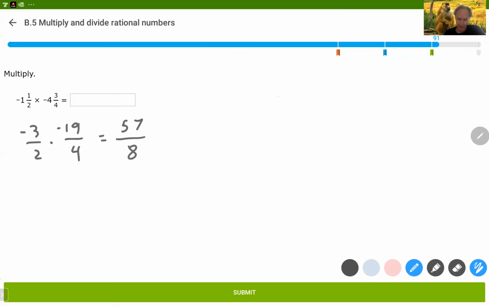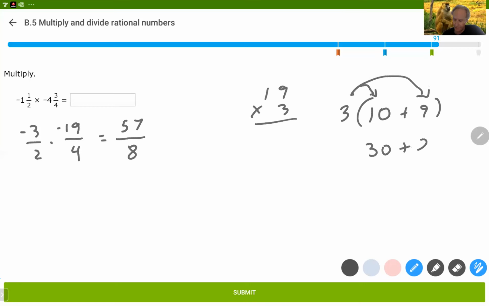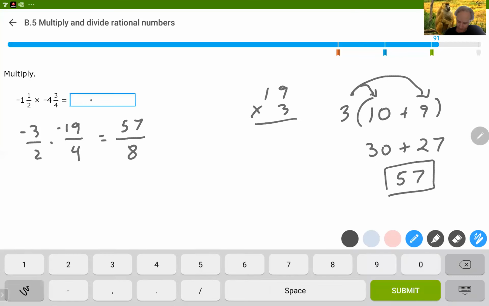Let me show you what I did here. I want to multiply 19 times 3, but I'd like to do it in my head. So what I do is I think of 19 as being 10 plus 9, and I'm multiplying that by 3. And I'm using the distribution to make it easier. So I multiply the 3 times the 10 to give me my 30, and the 3 times the 9 to give me my 27, which is 57. And I'm able to do it in my head that way. And of course, you can always write it out, but I think it's easier in this way. So I've got 57 over 8.